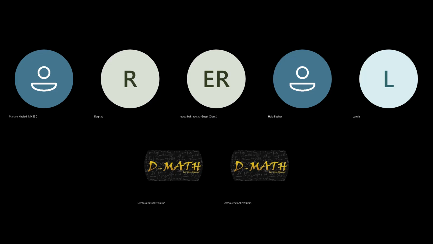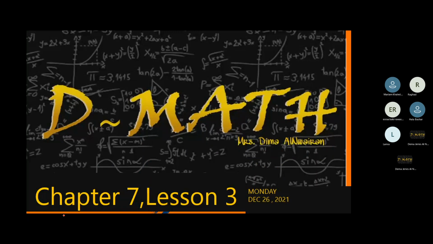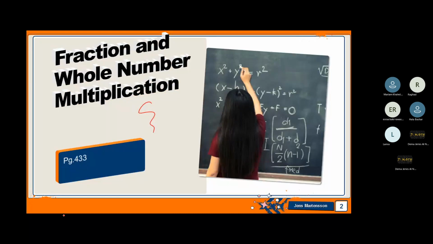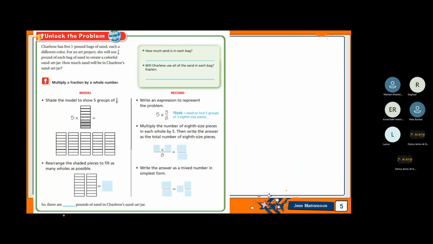Morning. Today we're going to continue our lesson that we started on Wednesday in chapter 7, lesson 3, which is talking about fraction and whole number multiplication. So we're going to multiply a fraction with a whole number. Now, I explained what I mean by multiplying a fraction by a whole number, as you remember, shown in the graphs here.